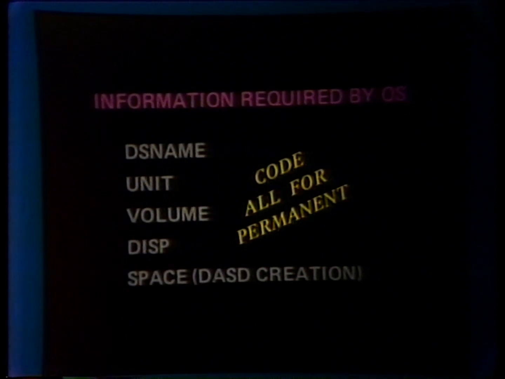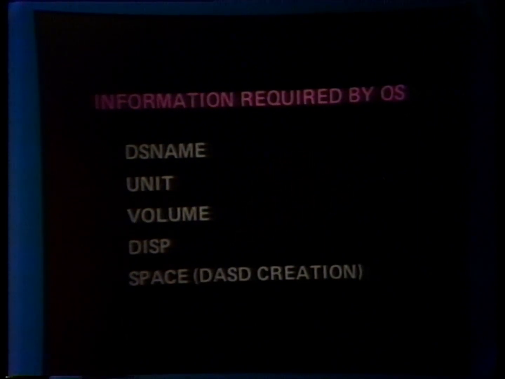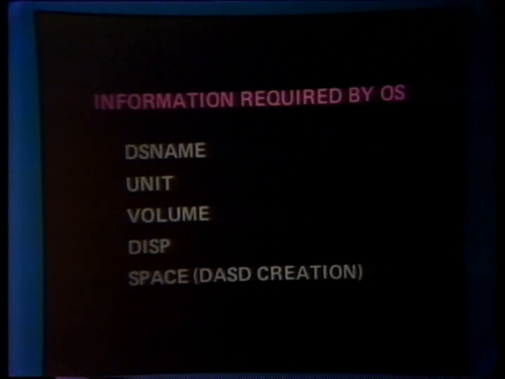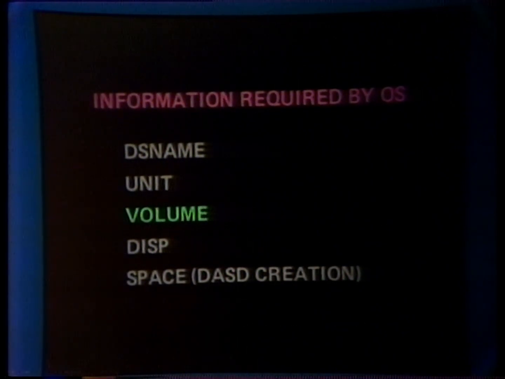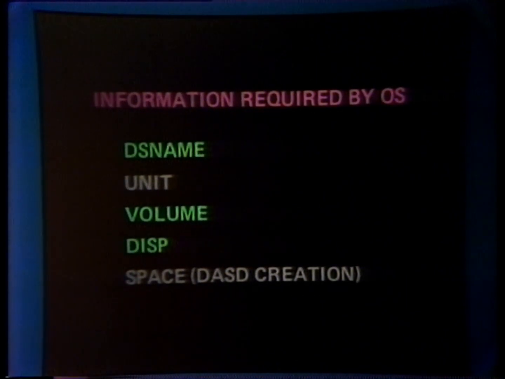For temporary data set creation, we could code them all, but usually we don't. We don't code volume because usually we don't care where OS chooses to place a temporary data set. The parameters highlighted here are usually coded to create a temporary data set that is to be passed to another step. And you recall that we code just unit or unit and space for a temporary data set that is to be created, retrieved, and deleted all in a single step.